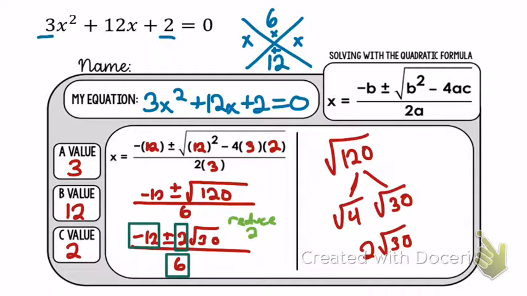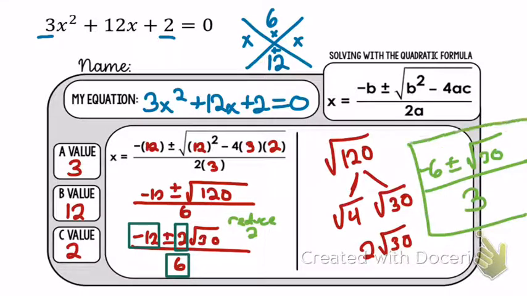So how many times does 2 go into 12? 6 times. Plus or minus 1 square root of 30 all over. How many times does 2 go into 6? 3 times. So there is our final answer.